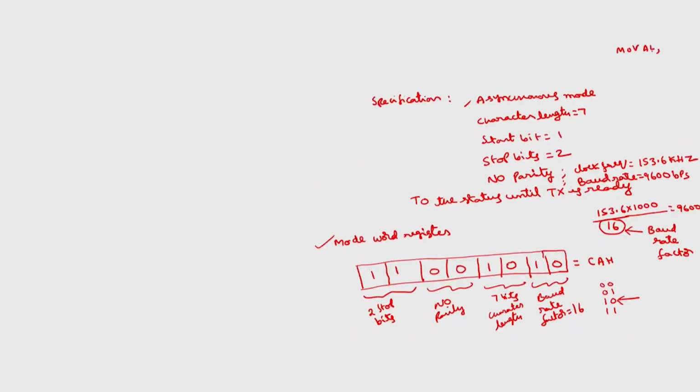MOV AL, CAH. I want to first load CAH into the control word register: OUT FFH, AL. So, these 2 instructions are used to load CAH onto the mode word register, so that it will set the baud rate factor as 16, 7 bit character length, no parity and 2 stop bits.